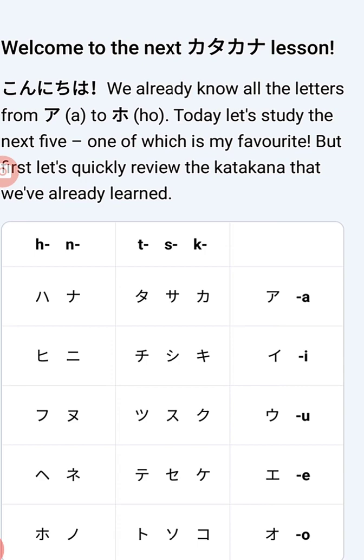Next, O. This looks very unique. Let's see, but I'm going with T. It reminds you of a T, and it has a diagonal line on the left side. So T with a diagonal line on the left side, that's O.